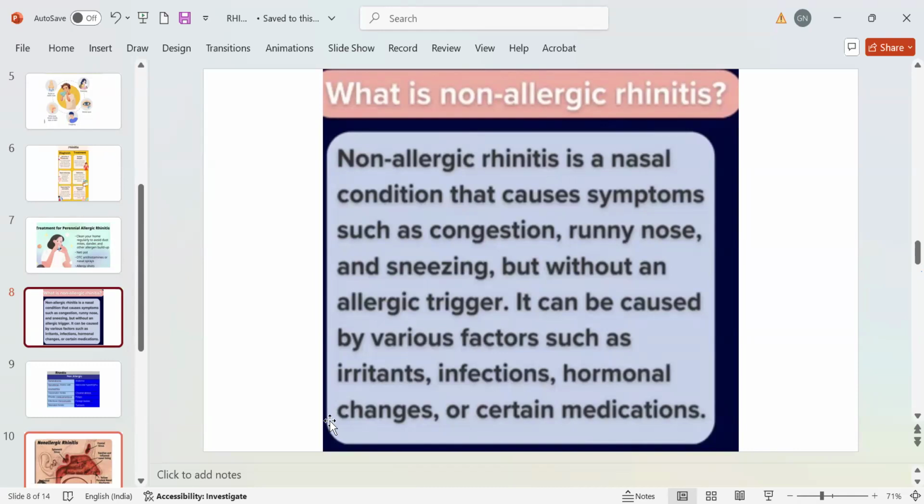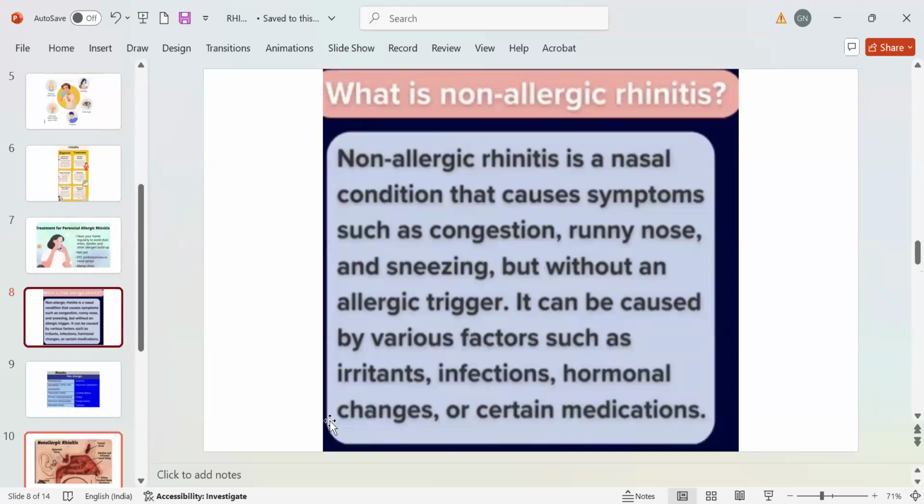Now, this non-allergic rhinitis. Non-allergic rhinitis is a nasal condition that causes the same symptoms. Condition is same. Symptoms will be same. It will be congestion, running nose, sneezing, but without an allergic trigger. There will not be any allergic trigger.